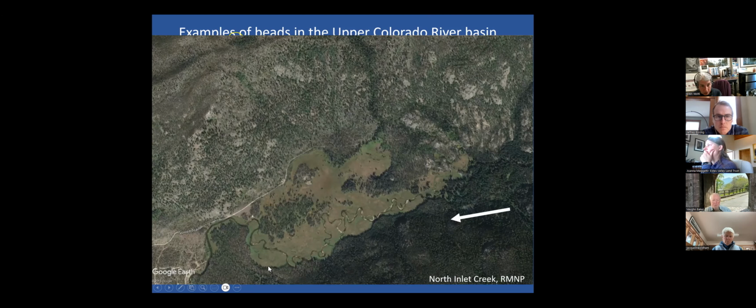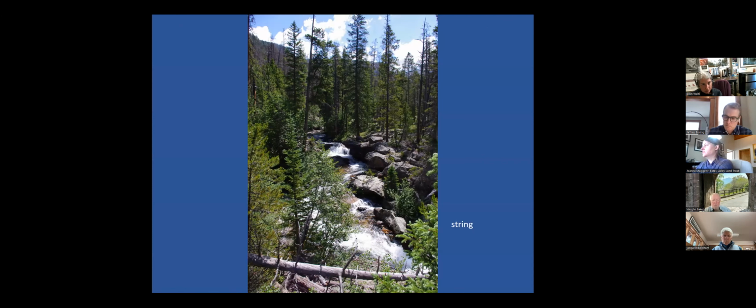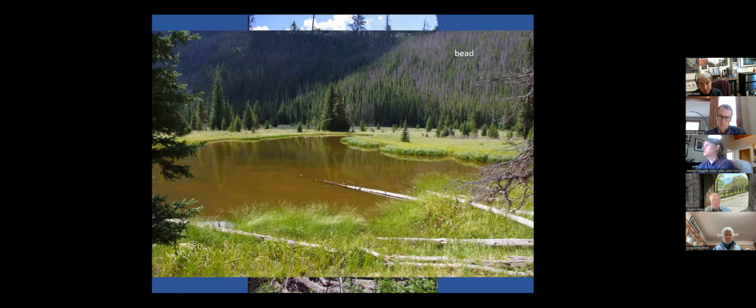The river becomes much more sinuous. Some of those bends cut off. Beavers build dams. There's a lot of retention there. So this is what a string looks like on the ground. This is, again, on the west side of the park. Steep, narrow. There's not a lot of storage. There's not much of a floodplain, if any. By contrast, a bead, this is in that meadow that you were just looking at, there's a lot of storage in there, water, sediment, nutrients. So there's also a lot of habitat and a lot of biodiversity.